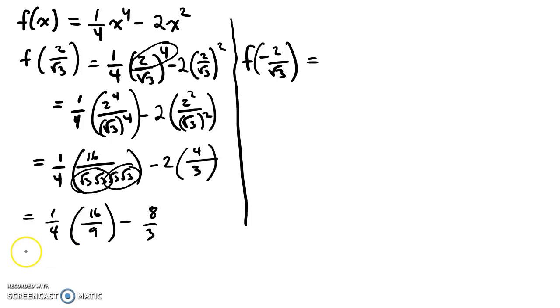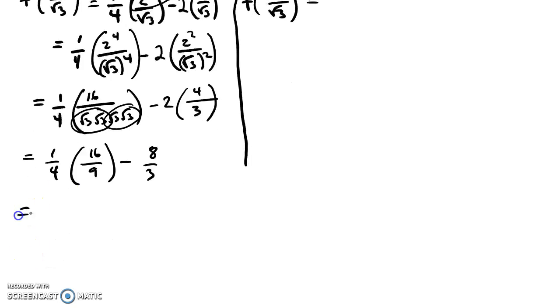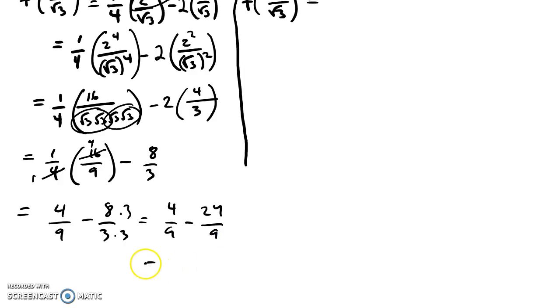And here, I'm almost done. Well, I'm going to simplify like this. 1/4, so I get 4 over 9 minus 8/3. I need a common denominator, so times it by 3. 4 over 9 take away 24 over 9 is negative 20 over 9. And so the answer would be negative 20 over 9. And that's your y value.